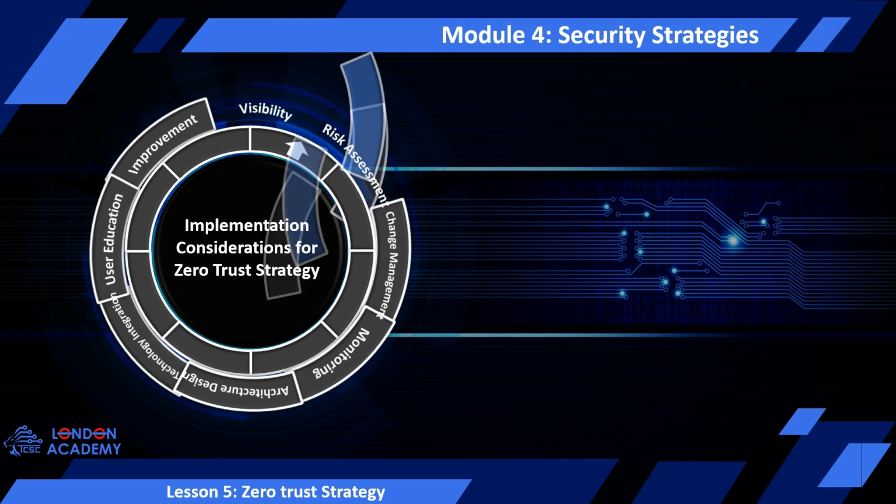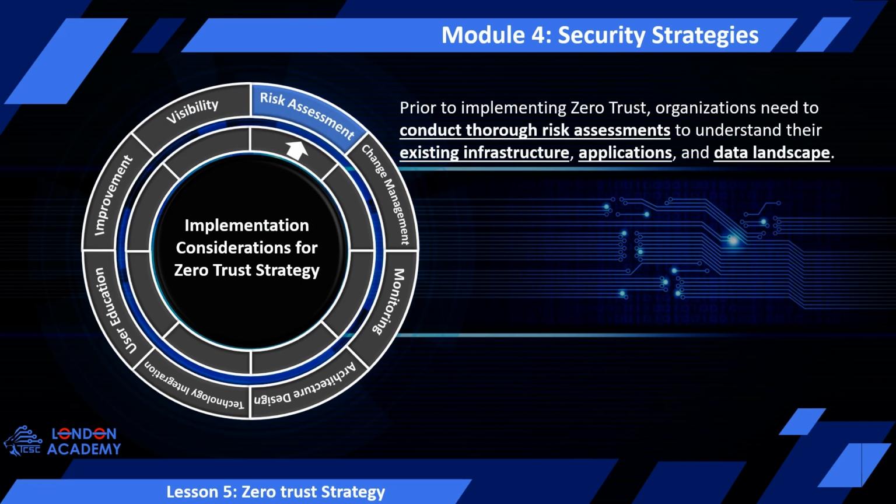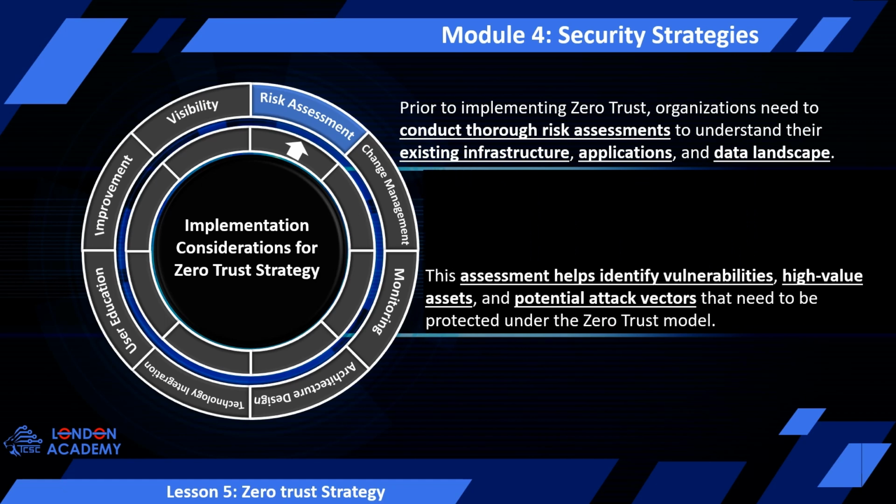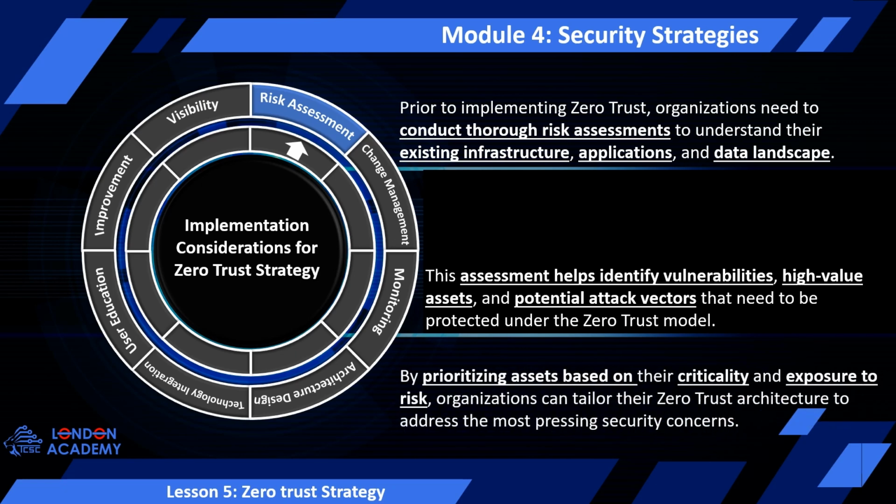2. Risk assessment. Prior to implementing zero trust, organizations need to conduct thorough risk assessments to understand their existing infrastructure, applications, and data landscape. This assessment helps identify vulnerabilities, high-value assets, and potential attack vectors that need to be protected under the zero trust model. By prioritizing assets based on their criticality and exposure to risk, organizations can tailor their zero trust architecture to address the most pressing security concerns.